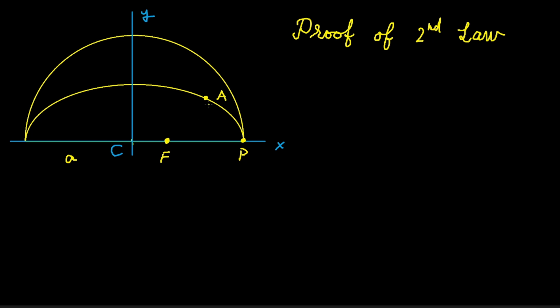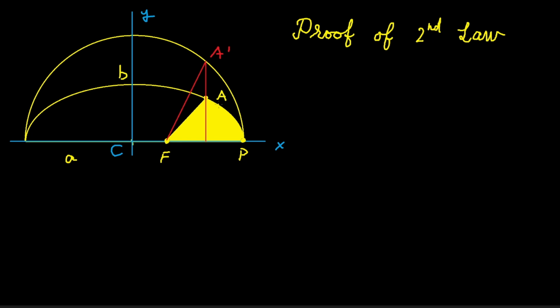Then draw the line segment AF. We wish to calculate the area of the sector AFP. This is the area swept out as a planet moves from P to A. To that end, we will use the circle. We first draw a vertical line through A, which intersects the circle at A'. Then we draw a line segment between A' and F. The ellipse can be thought of as a result of a vertical compression by a factor of b over a. Here b is the minor axis.